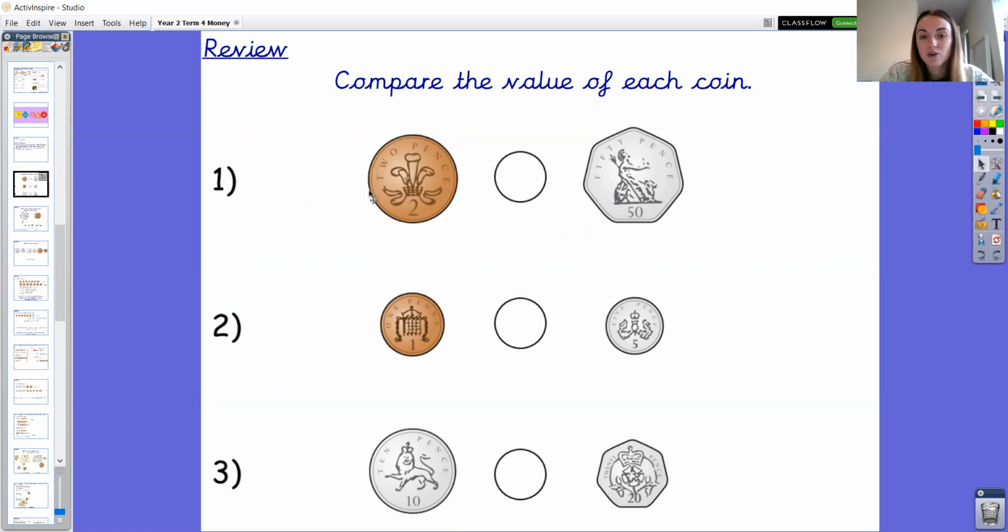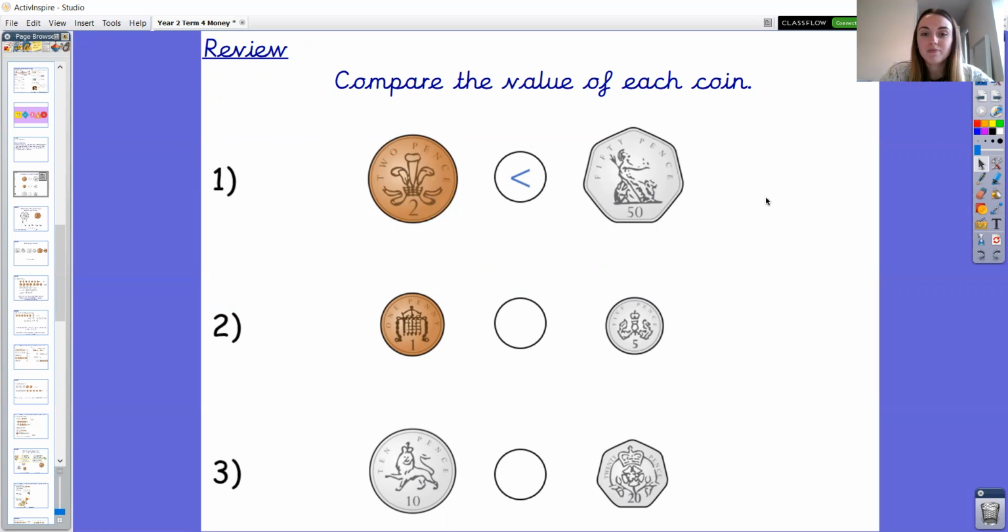So I see that this coin is worth 2 pence because I can read the writing on the coin and there's also the numeral 2. I see that this coin is worth 50 pence, again by looking at the writing on the coin and the numeral 50. So I know that 2p is less than 50p. Should we say that together? 2p is less than 50p.